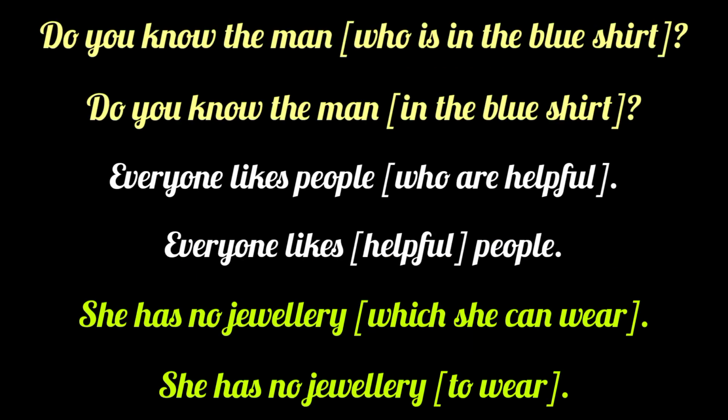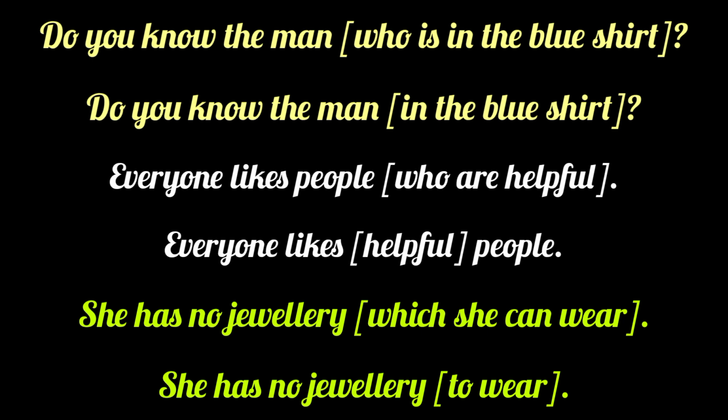Up next, how to replace an adjective clause with an adjective or an adjective phrase in the sentence. For example, do you know the man who is in the blue shirt? Here, "who is in the blue shirt" is the adjective clause describing the noun "man". Now look at the second sentence. Do you know the man in the blue shirt? Here the group of words "in the blue shirt" has no subject or predicate of its own. So it's a phrase, and the phrase "in the blue shirt" is also describing the noun "man" in the same way. So it's an adjective phrase.